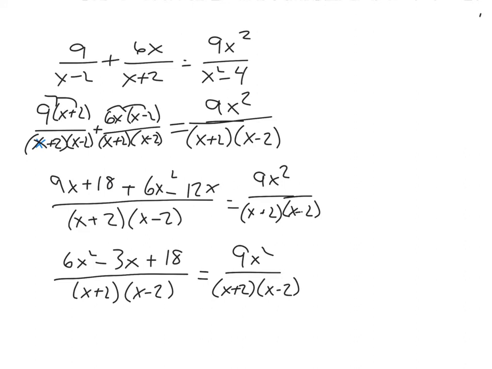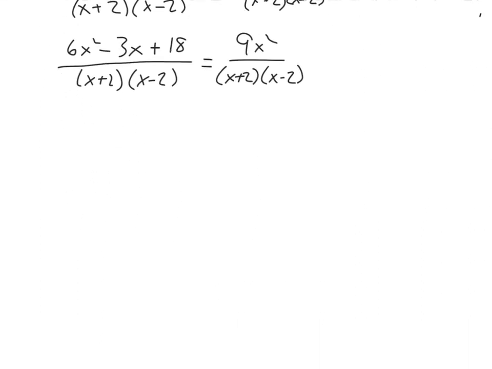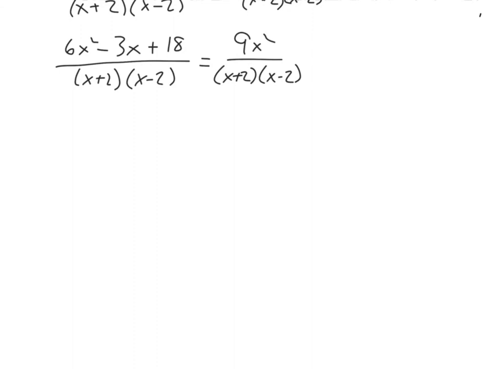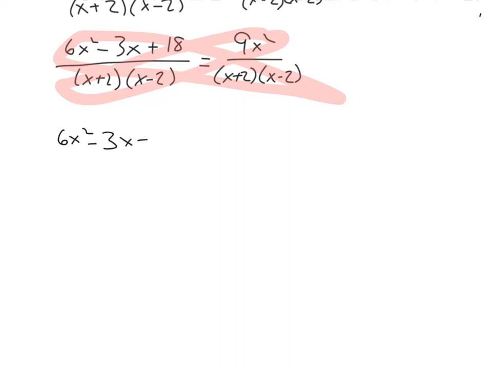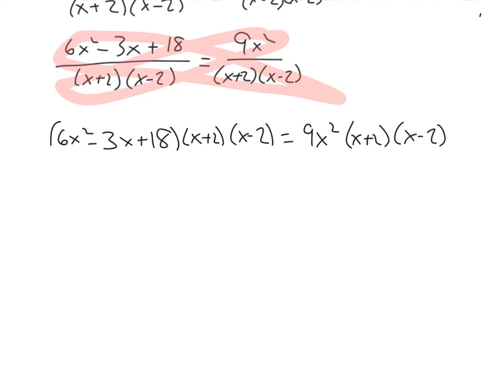Now we're officially in a position where we can do all that cross multiplying, so let's go ahead and do that. So remember, when we cross multiply, we're doing this, and then we're doing this, okay? So I've got my 6x squared minus 3x plus 18 times my x plus 2, x minus 2 is equal to 9x squared, x plus 2, x minus 2. Now instead of multiplying all this out and driving us crazy, let's go ahead and divide out those denominators, those x plus 2 and x minus 2.